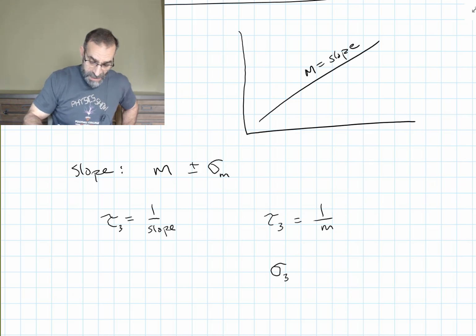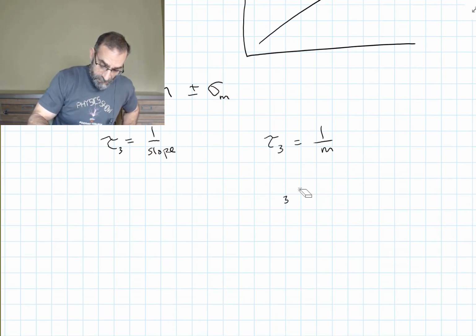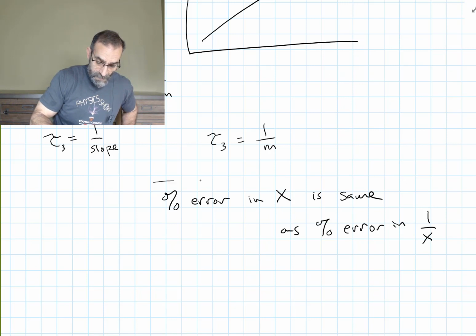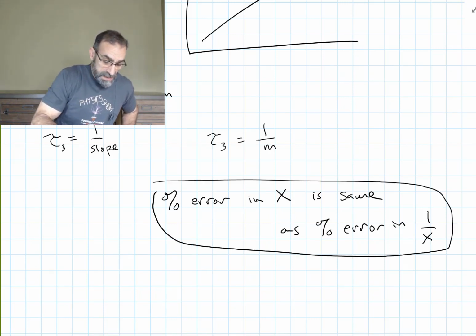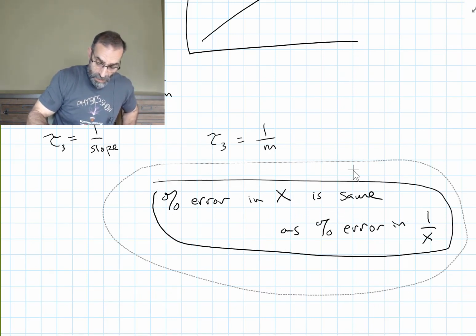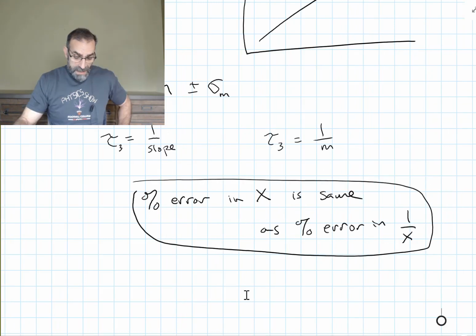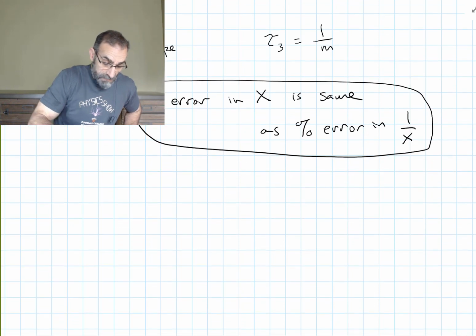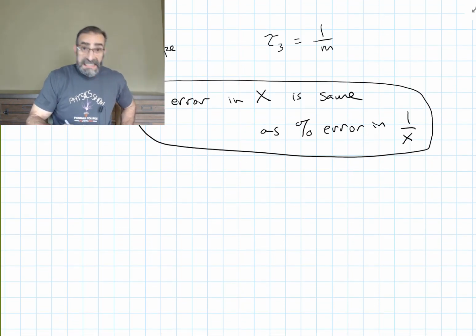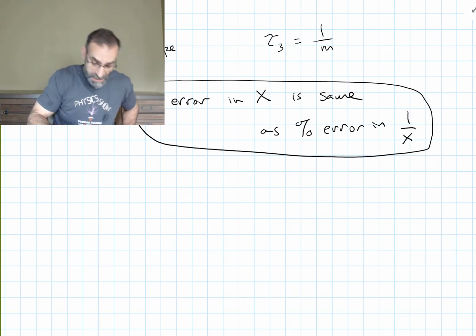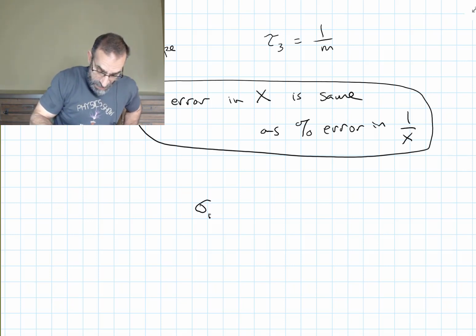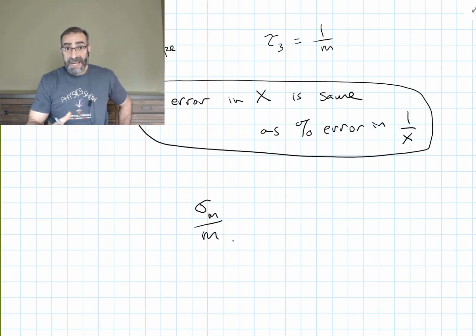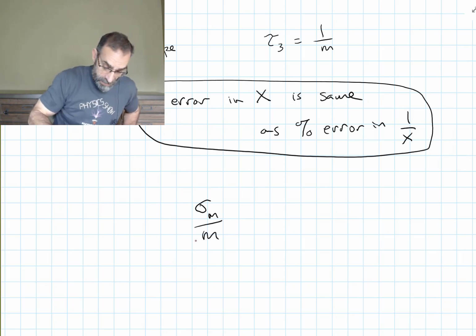So let's write this. The percentage error in x is the same as the percentage error in 1 over x. So that means that we want to figure out the error in tau, right? We know the error in the slope, and we're taking 1 over. So we say sigma m, the error in the slope, divided by m, is the percentage error, right? This is percent error.